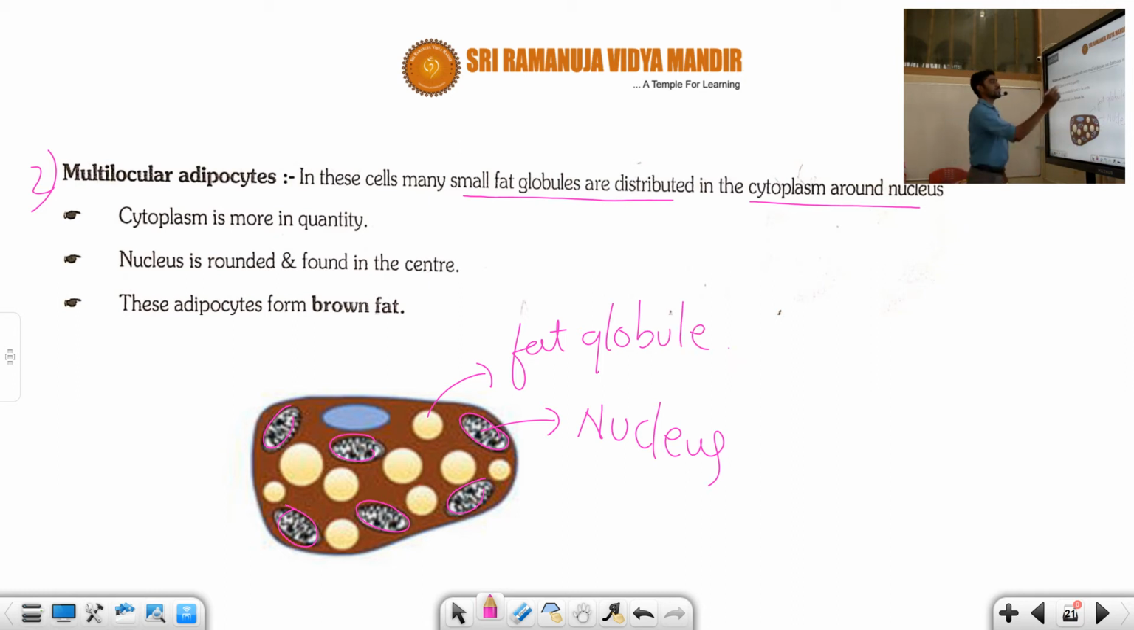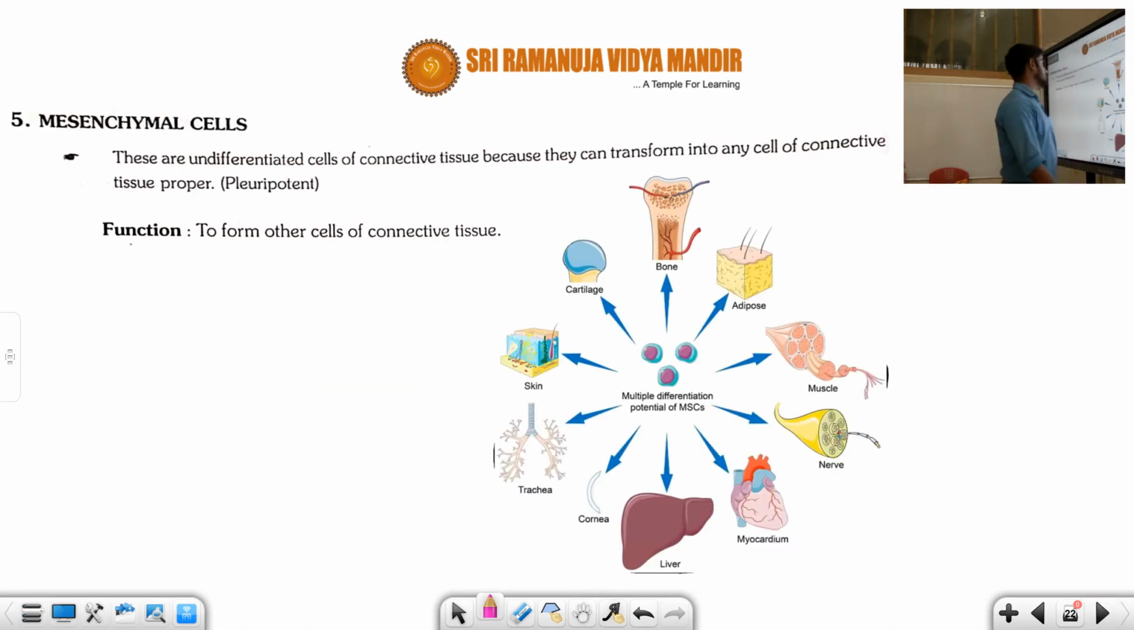Here the cytoplasm is more in quantity, and the nucleus is round and found in the center. These adipocytes form the brown fat. Brown fat is found in newly born babies. It is a protective layer for them. So this is about the multilocular adipocytes. Hopefully you can understand the adipocyte cells.